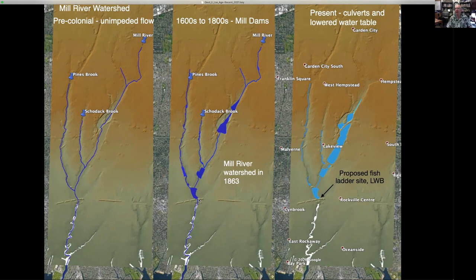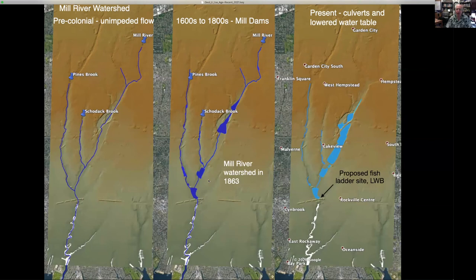Beginning in the late 1600s, 1700s, European settlers started damming the streams to produce ponds so they could harvest ice in the wintertime, so they could have water to irrigate their livestock and crops, and so they could power mills to grind grain and also in some cases to make paper.